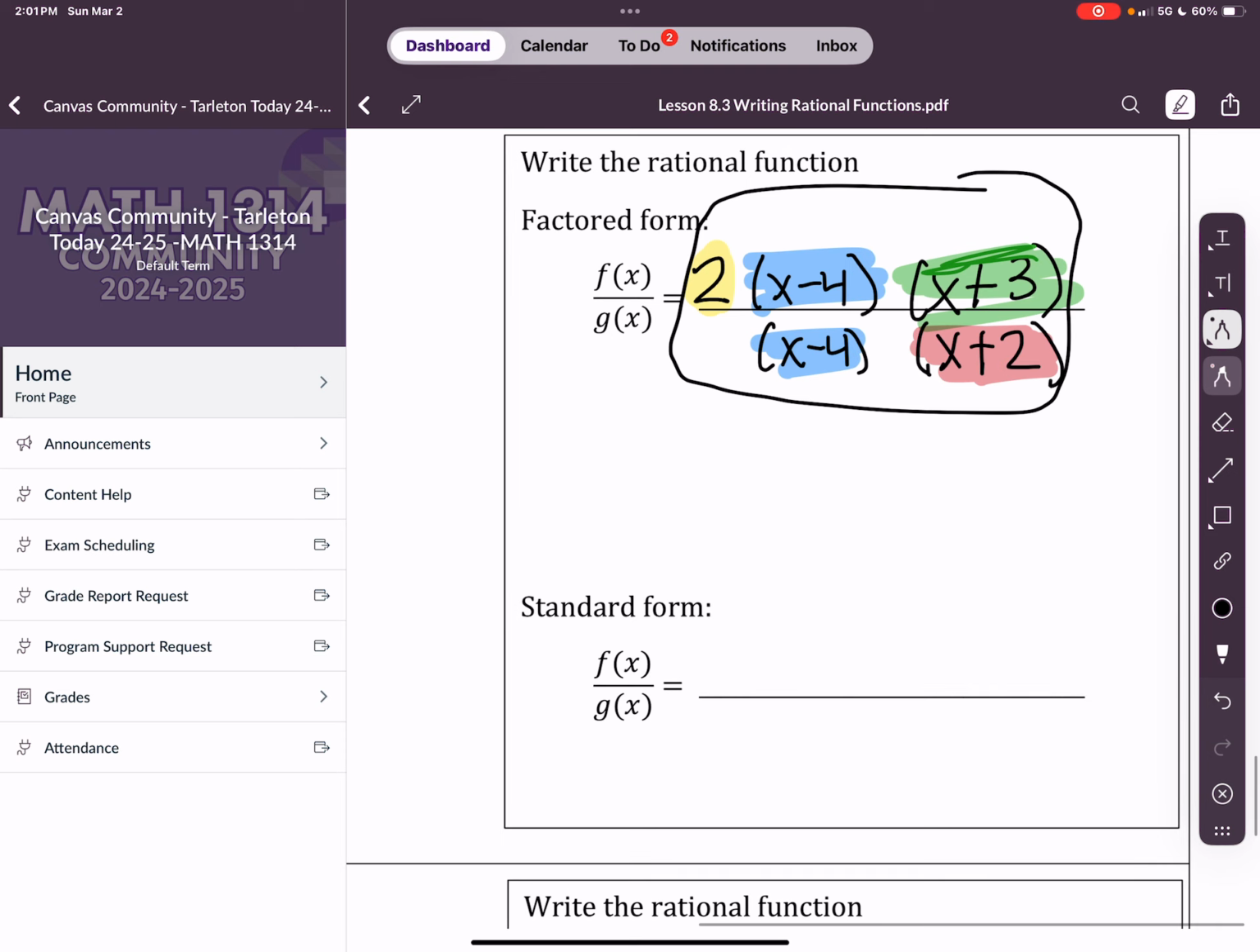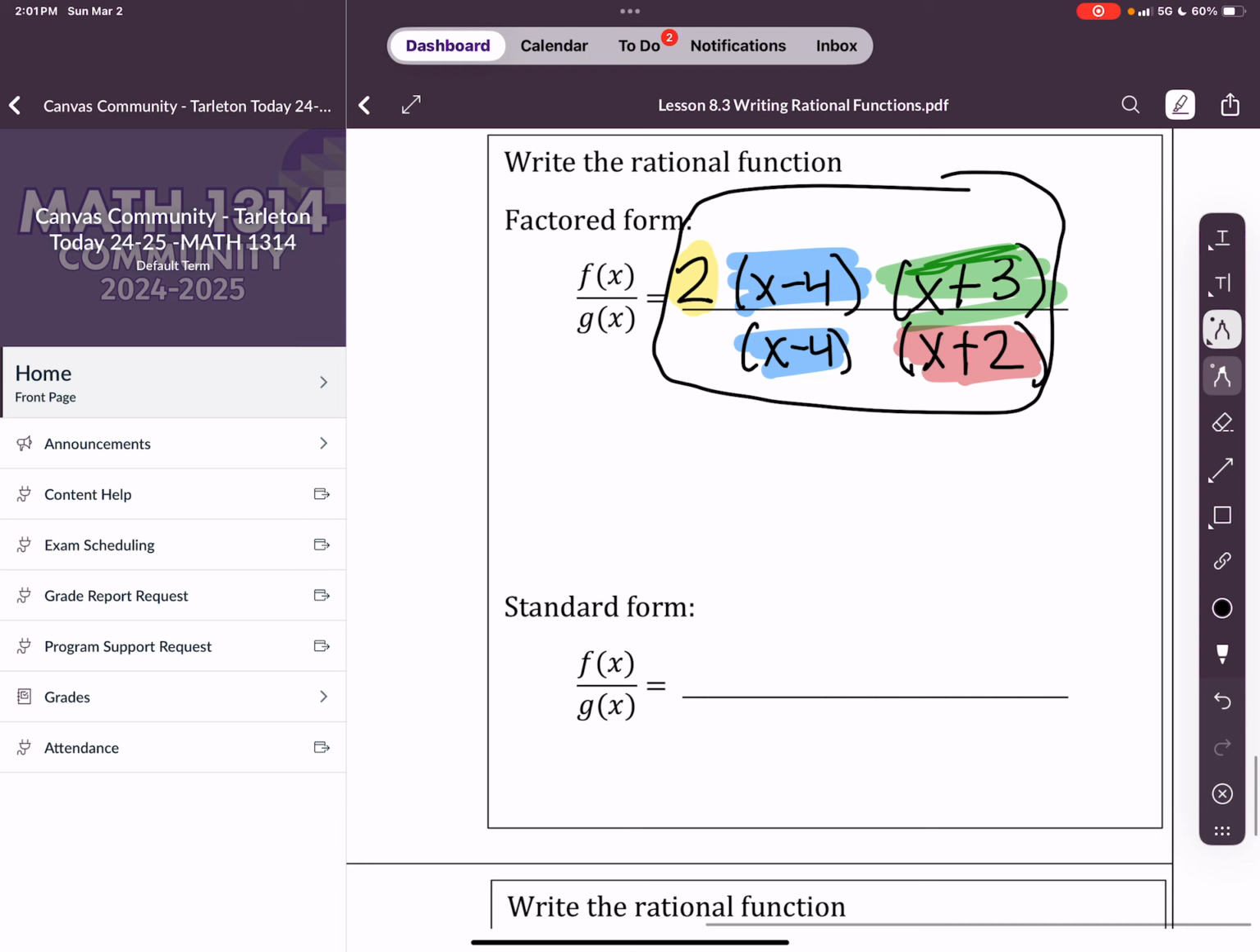And so we have it in factored form, and now I just need to make it into standard form, okay? So we're going to go ahead and do our box method or FOIL, whatever you're comfortable with. And I'm going to do x minus 4, x plus 3.